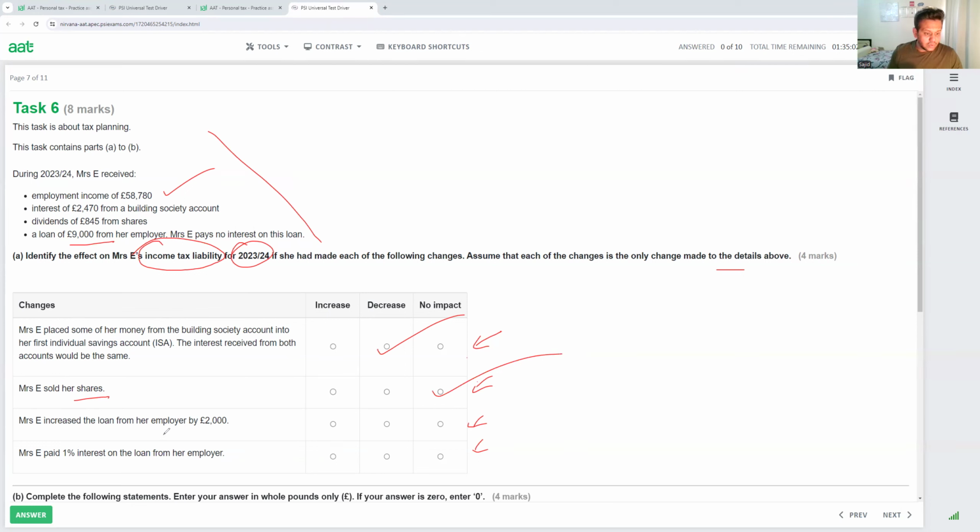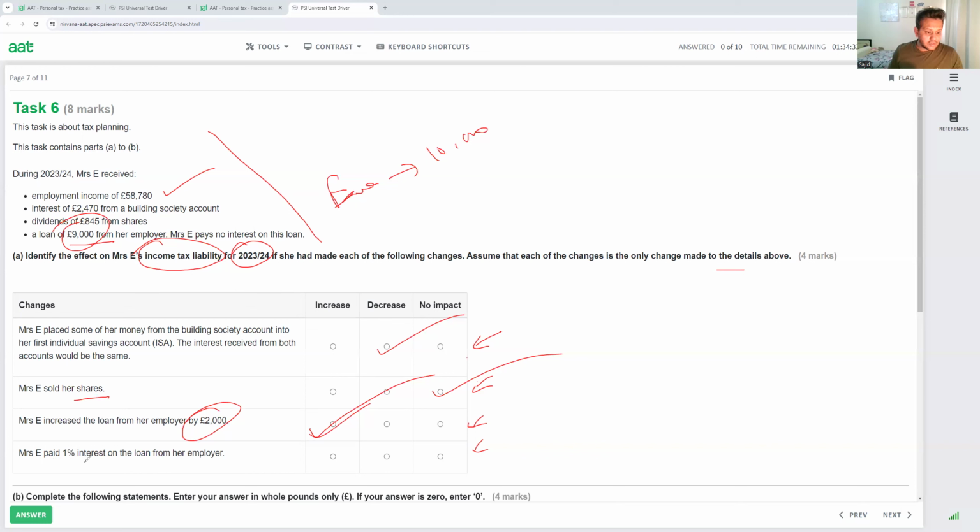Mrs. E increased the loan from the employer by 2,000. If she does that, of course my tax liability will increase, because now 9,000 is exempted, but if it is 2,000 more, it will be more than 10,000. And if it is more than 10,000, the whole amount will be taxable, not only the 2,000, not only the 1,000 difference between 10 and 11. The whole amount will be taxable as a taxable benefit in kind. I have to pay more tax.